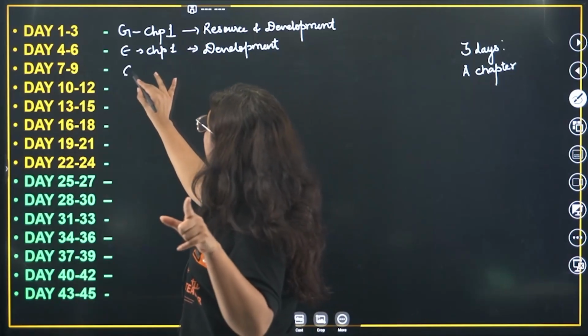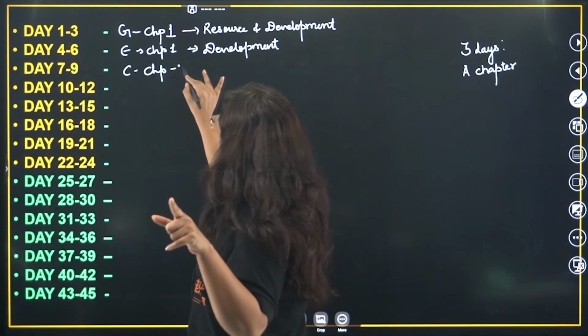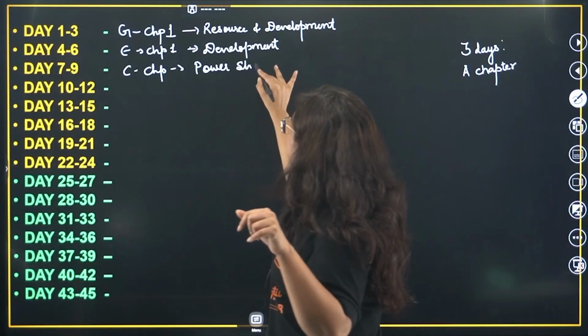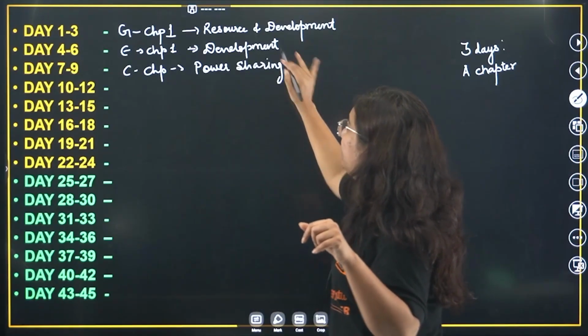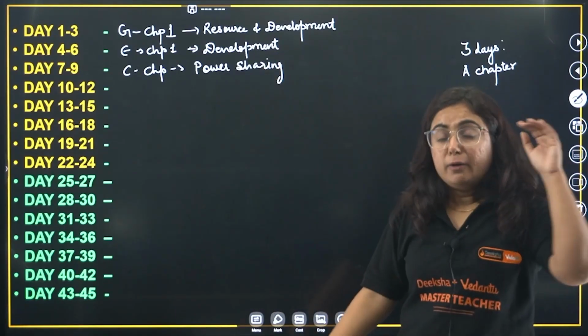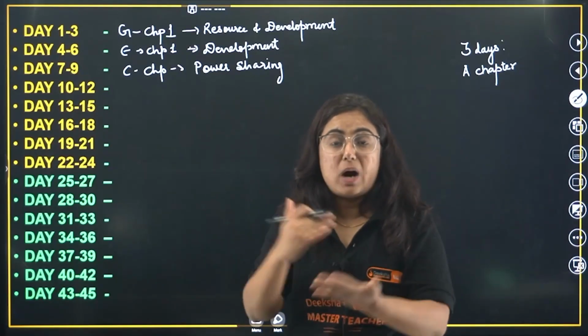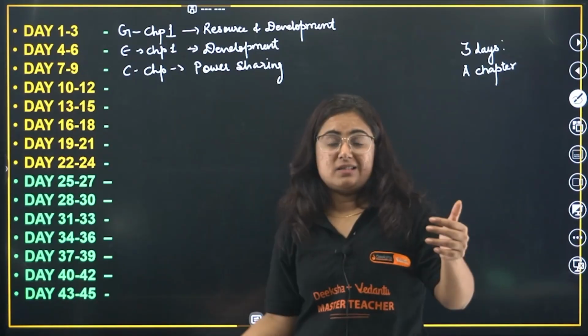Okay? Then go to civics again, chapter number 1, that is power sharing. Very easy, and I believe you don't actually need 9 days for completing these 3 chapters. If you are concentrated enough, you can do it in 6 days. Why am I saying that? We have to balance it in the next chapter.